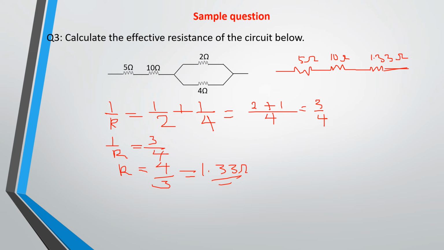Everything now is in series, and you know that for a series arrangement, the overall resistance is the sum of the individual resistances. So this now makes it easy for us to solve that R is equal to 5 plus 10 plus 1.33. Okay, so by the time you add all that up, you will have your overall resistance to be 16.33 ohm.